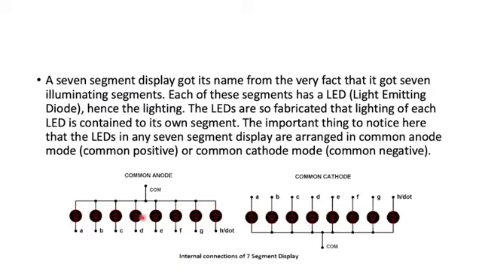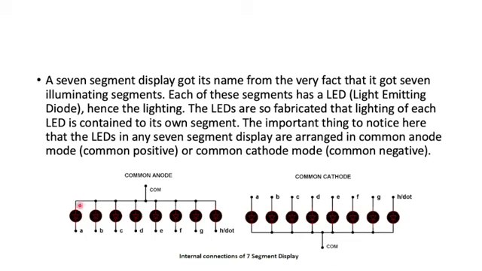Here, if you see in this simplified diagram, either the anodes or the cathodes of the LEDs are connected to a common ground, and the other leads are used to trigger the LEDs. So from this itself you can get an idea that there are two types of 7-segment display. One is common anode 7-segment display, another one is common cathode 7-segment display.